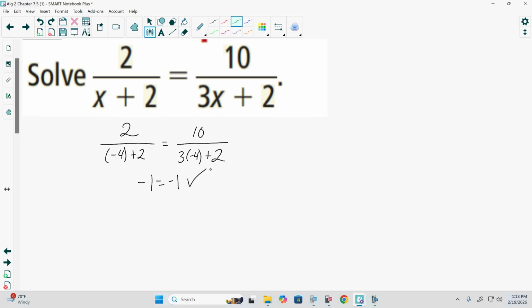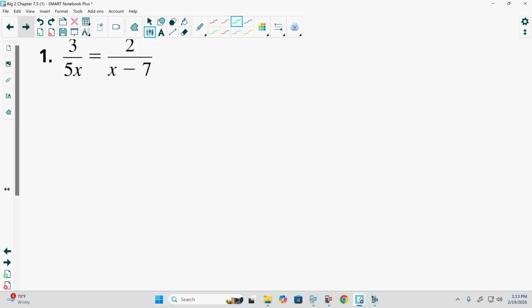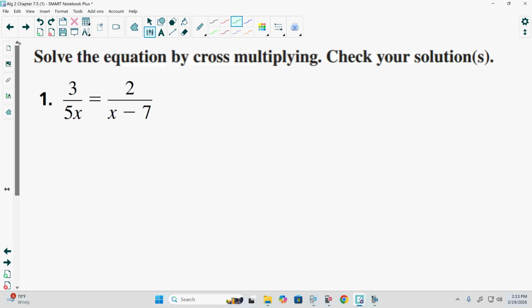Questions on this here? Are you ready for the next one? So we can look at our restrictions first to see what values of x we cannot have. Does anybody have a guess at what those values of x are going to be?